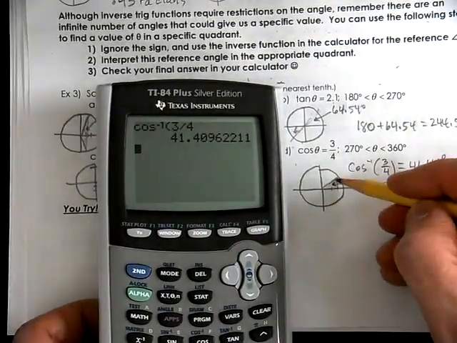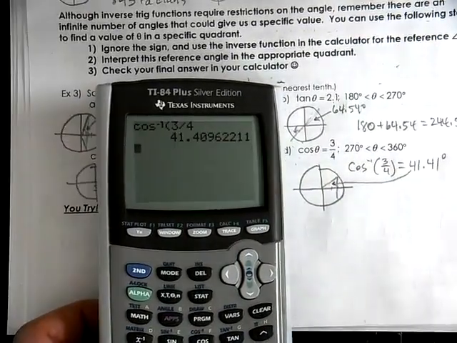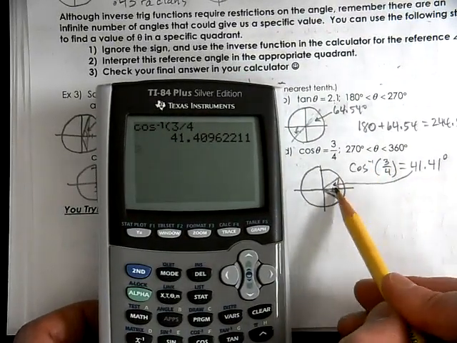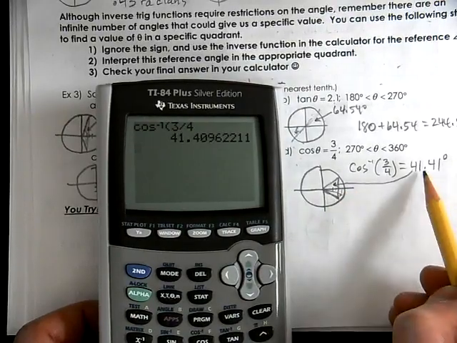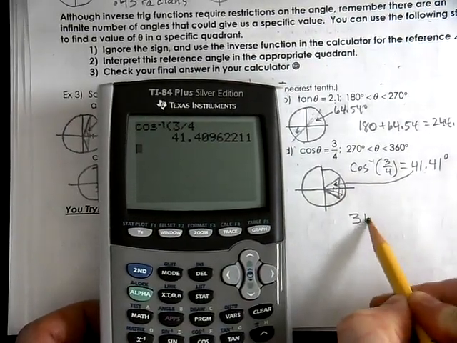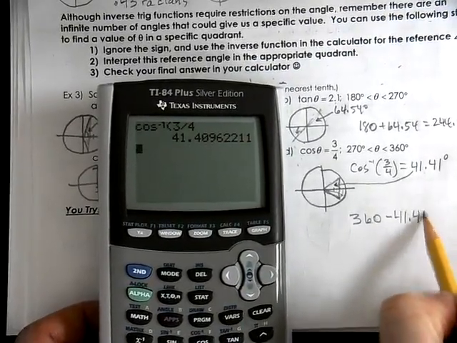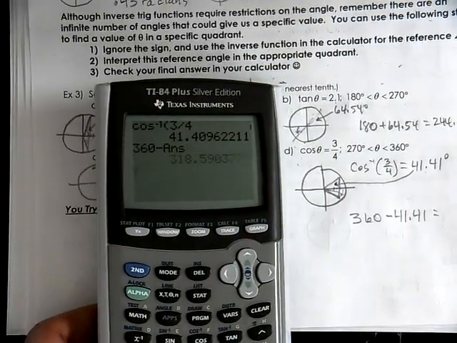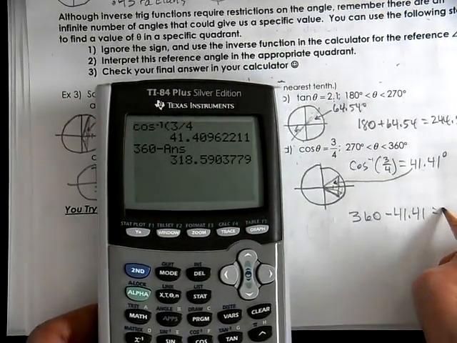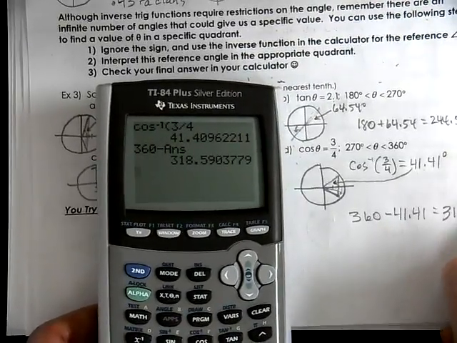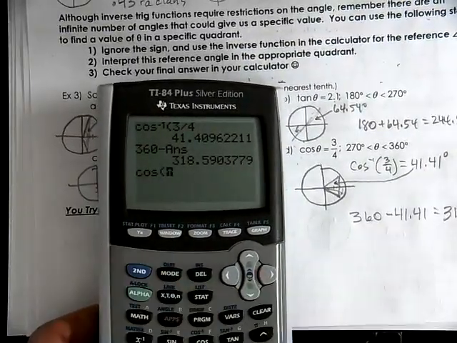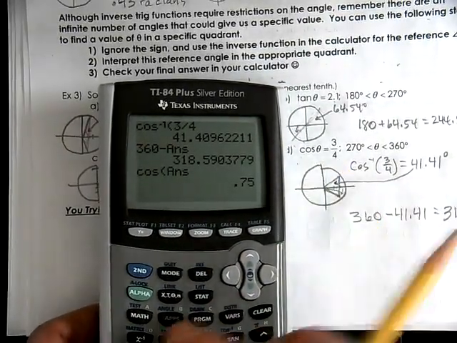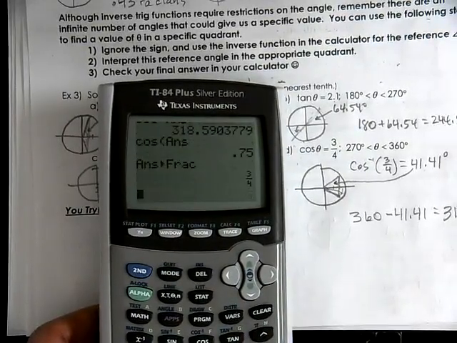Well, we want the other spot that we would be between 270 and 360. We're going to drop down that same amount. So this is going to be 360 minus 41.41. 360 minus our previous answer. And that is 318.59. And if we test it to the cosine of that angle, we get exactly 0.75, which is exactly the fraction 3/4.